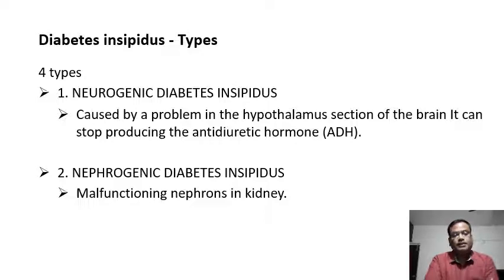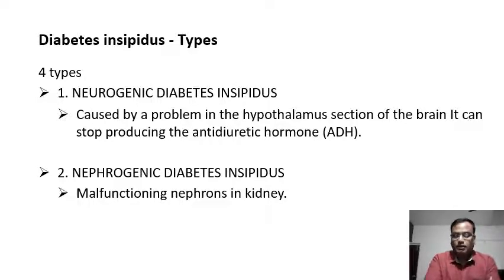And the second one is nephrogenic diabetes insipidus. Here, the pituitary is functioning normally, it is producing ADH, but there is something wrong with the nephrons, uriniferous tubules, because ADH will affect the nephron cells.